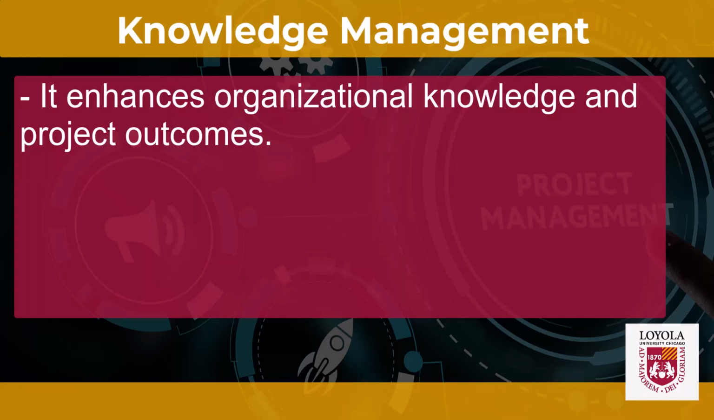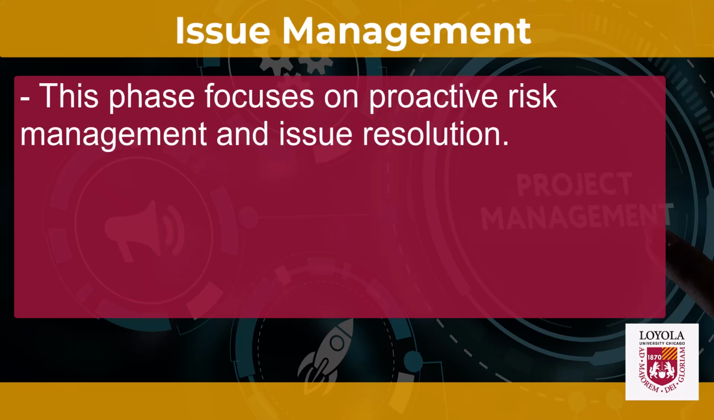And then we have knowledge management. Knowledge management captures, shares, and applies lessons learned from previous projects to improve future ones. It enhances organizational knowledge and project outcomes. And the last one is issues management. Issue management identifies and resolves issues and risks that may impact project success, emphasizing project risk management. This phase focuses on proactive risk management and issue resolution.